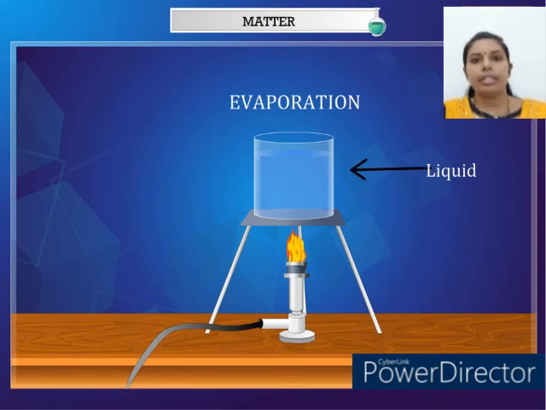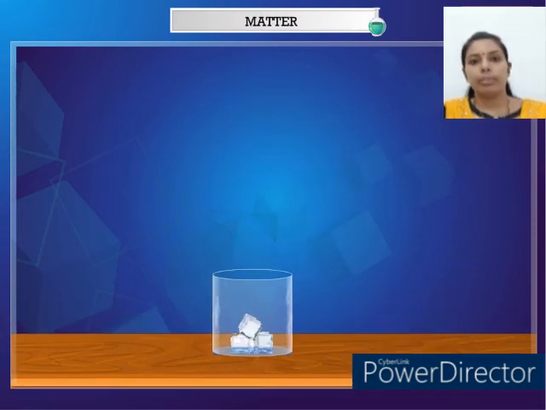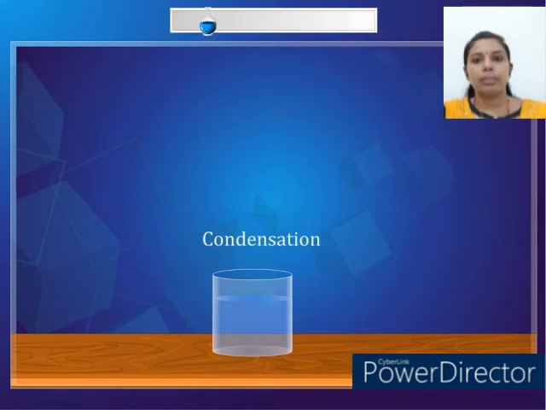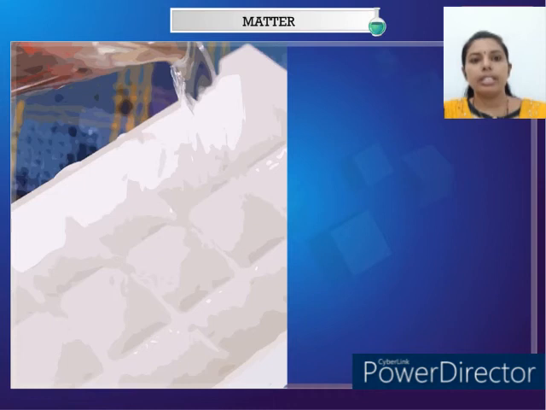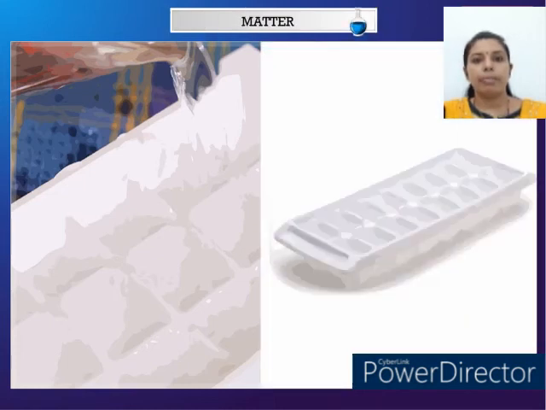Change in state due to cooling. On cooling, gases change into liquid state. This process is called condensation. On further cooling, the liquid finally turns into a solid. This process is called freezing.